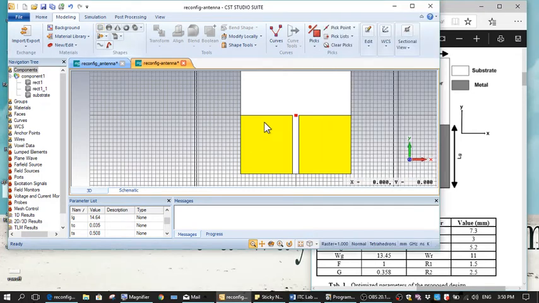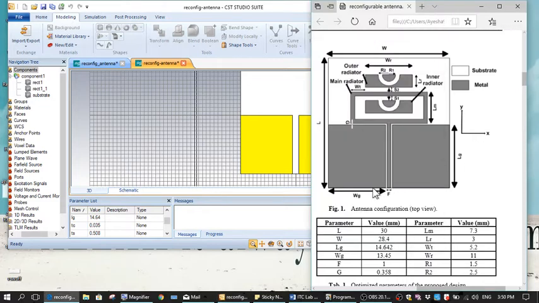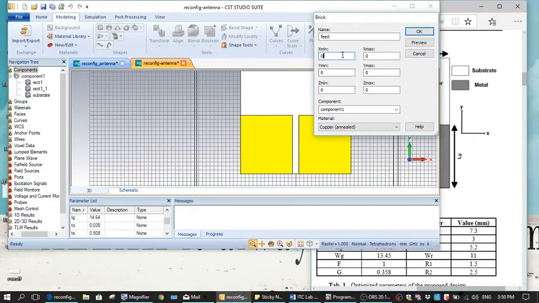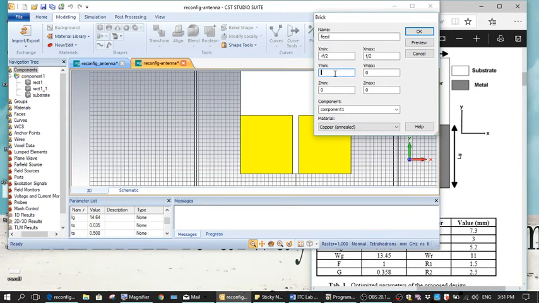Okay, so now let's make the feed as shown here. Let's pick a brick and name it as feed, and the dimensions for the feed are along the X, it is F, so give F by 2 minus F by 2 to F by 2, and give the Y dimension, which is LG plus this G. So L negative of LG plus G and LG plus G.